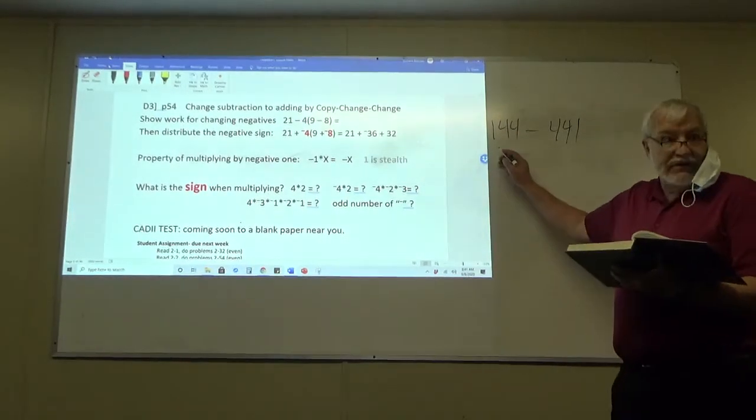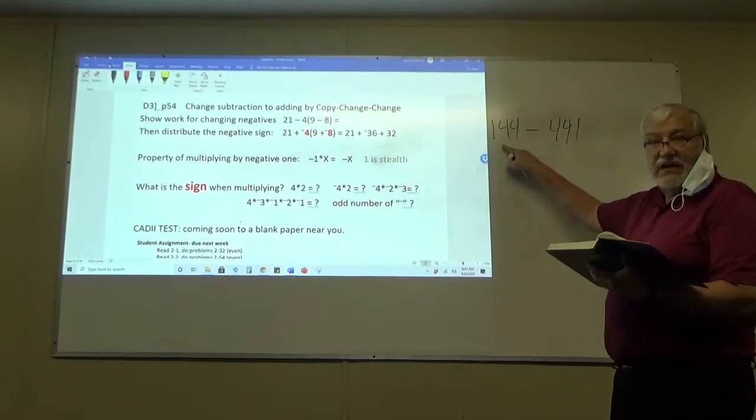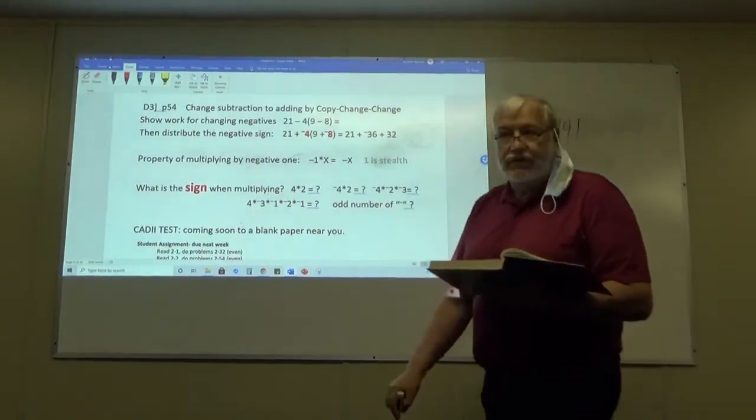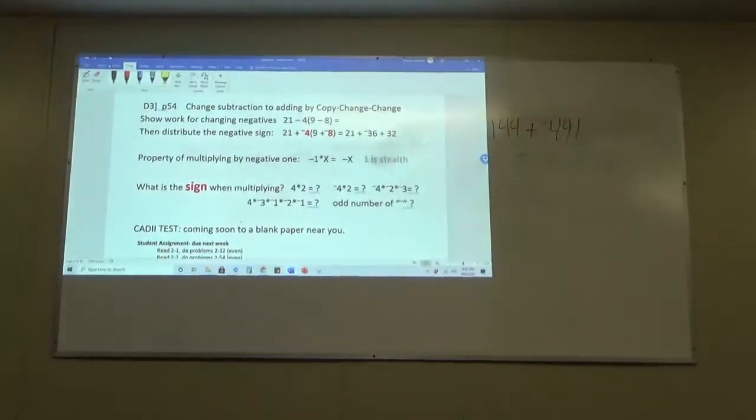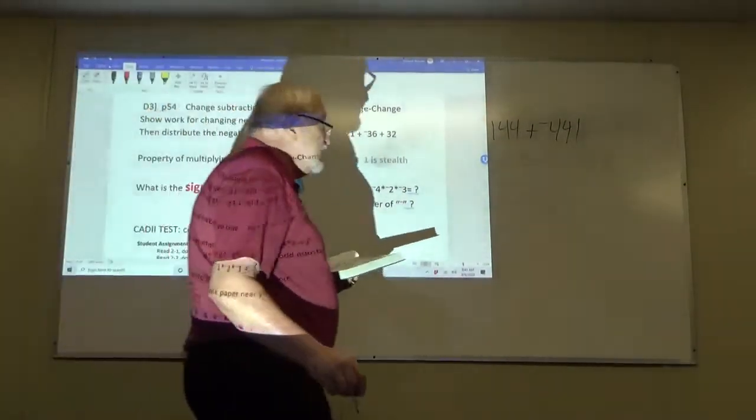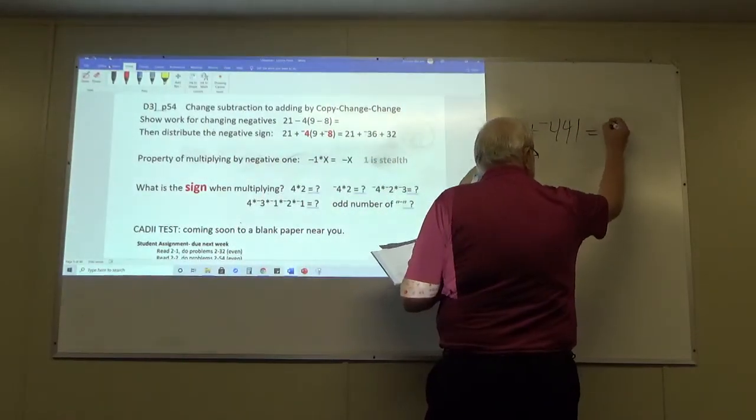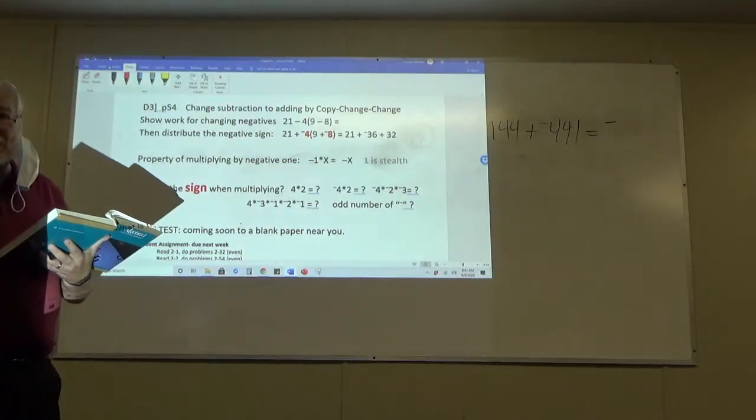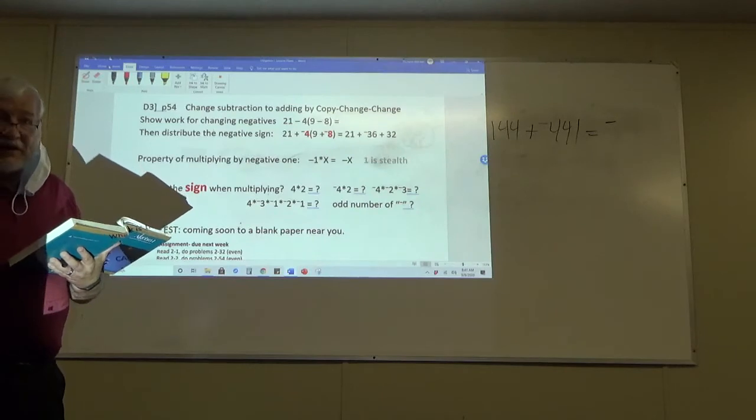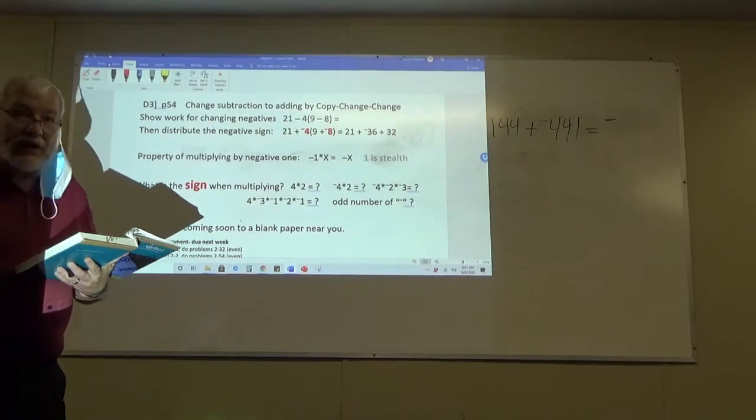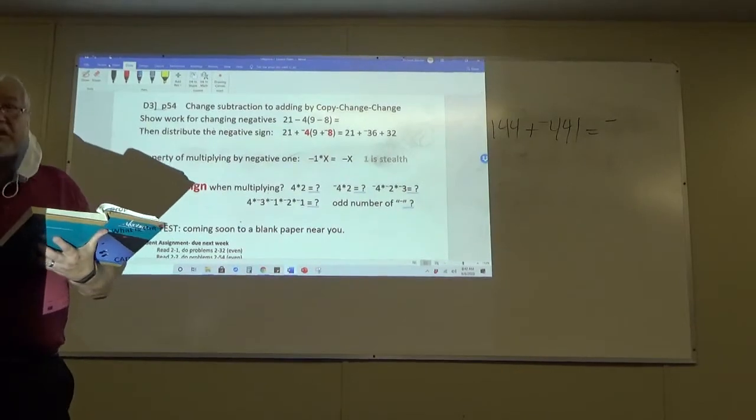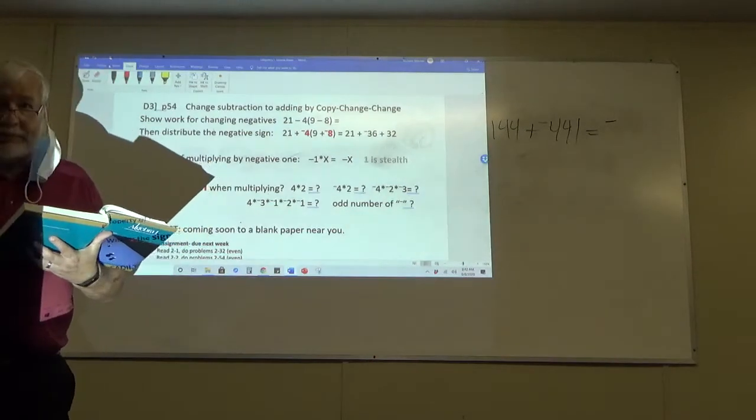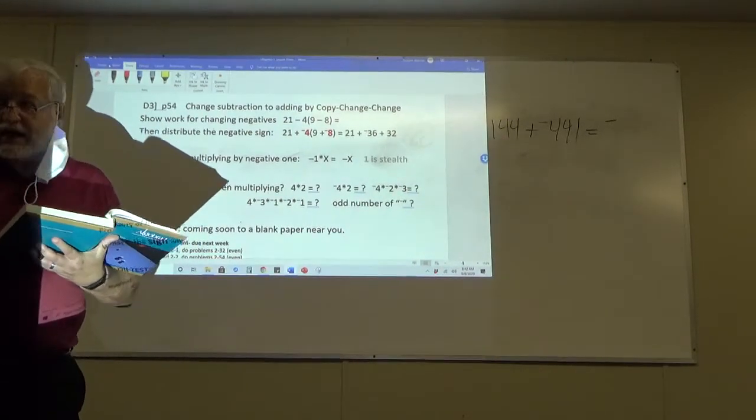Then, to do copy, change, change, this doesn't change. I would put a line across here, and then I would put the negative sign in front of the 400. Now, once you get that, what's the sign of the answer? Negative. Okay? How are you going to get the rest of the answer? Subtract. You're going to use the calculator to do what? Subtract. Why are you subtracting? This would be a test question. Why do you subtract the numbers in this problem? Because the signs are different.